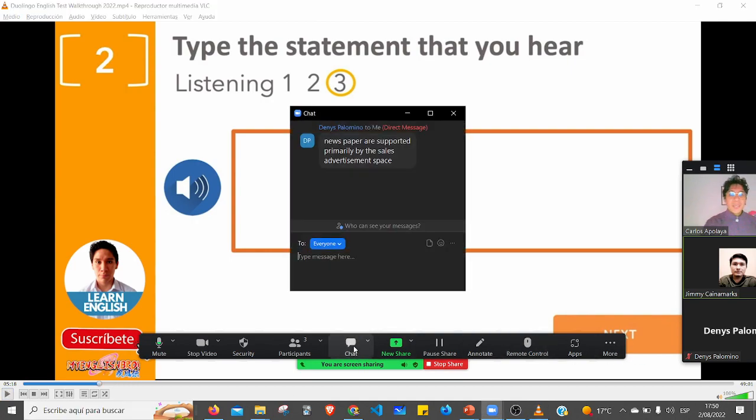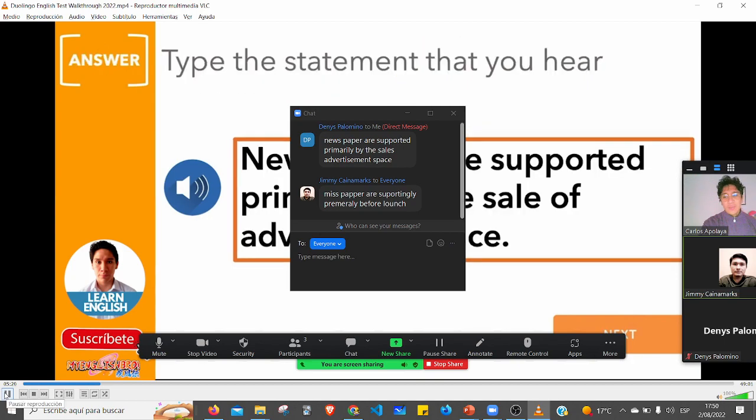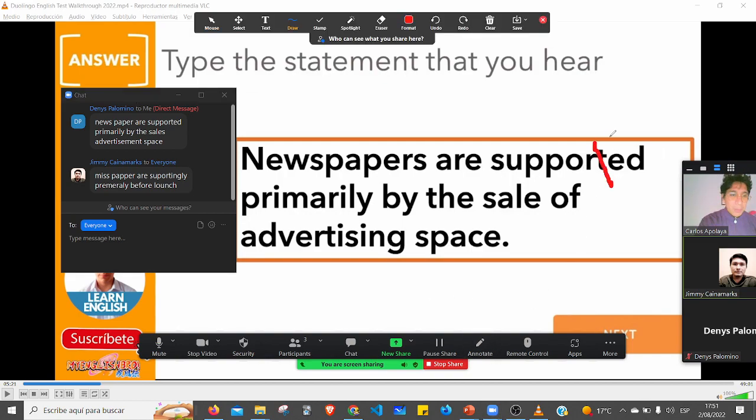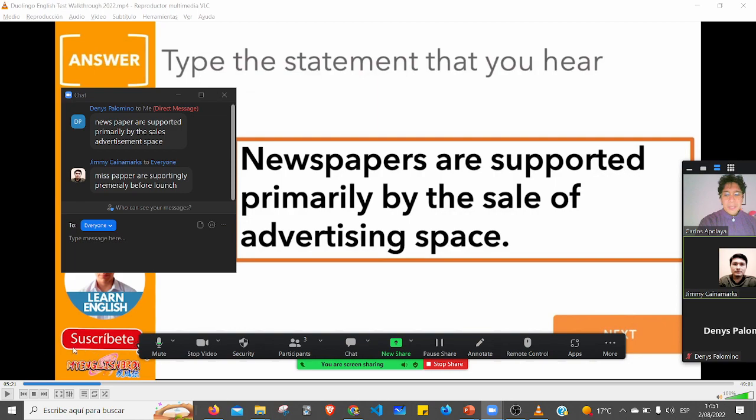Okay, please, your answers. Newspapers are supported primarily by the sale. What about you, Jimmy? Okay, supportingly, primarily, okay. Esto fue lo que dijo. Newspapers. Primarily. Wow. Denise, te faltó una palabrita para que esté perfecto. By the sales of... No, two mistakes. Advertising space. Ahora, ¿se dan cuenta que la persona no dijo supported? ¿Omitió la T o no? Supporters primarily by the sale of advertising space. Muy buen trabajo.